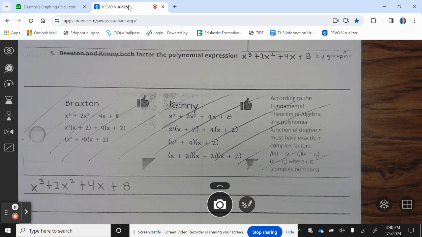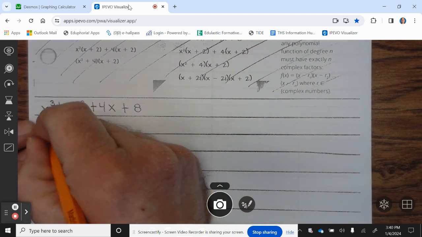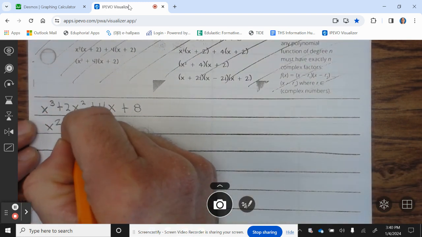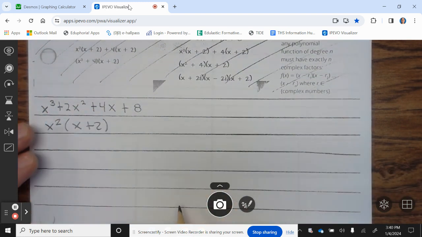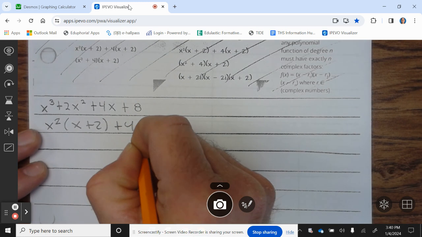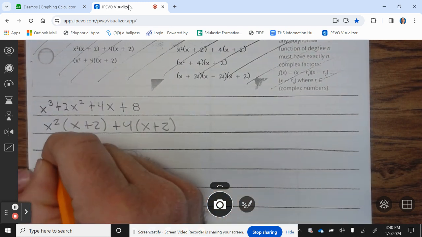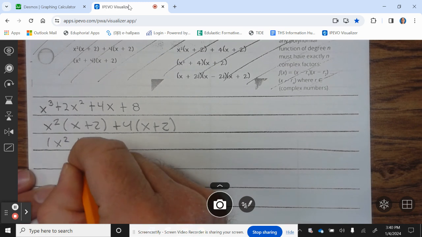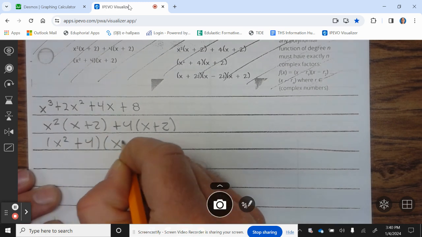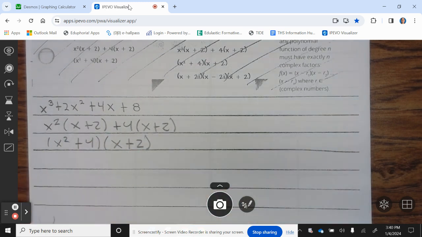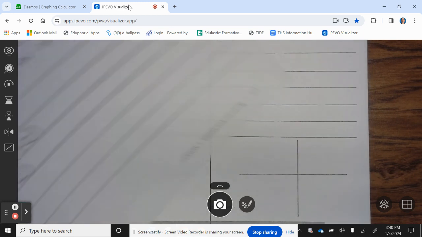All right. Factor the polynomial expression x cubed plus 2x squared plus 4x plus 8 by grouping. Okay, so we can factor out an x squared, which leaves x plus 2. And we can factor out a plus 4, which leaves x plus 2, which becomes x squared plus 4 times x plus 2. All right, go ahead and finish that up. All right, let's take a look at the next page.